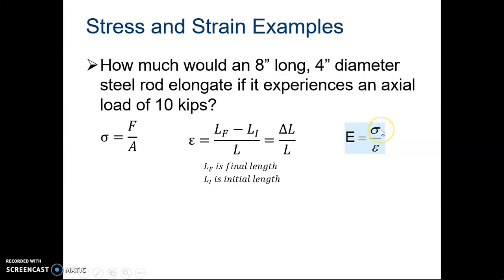Do I know what the stress is? No, I don't. But could I calculate stress? Yeah, I can. Because stress is just force over area. I know the force. Do I know the area? I can calculate easily enough. If it's 4-inch diameter, that's just a circle, pi r squared all day.